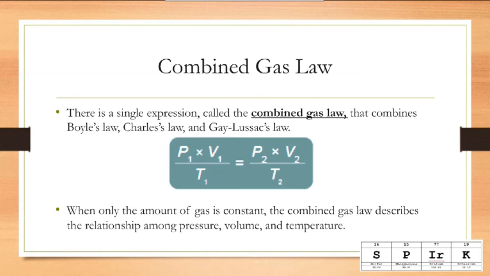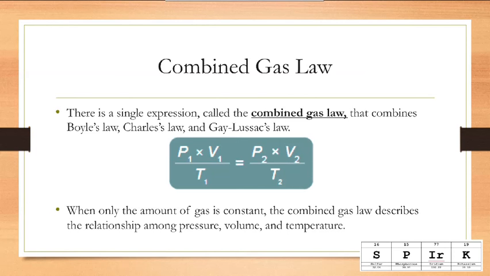There's a single expression called the combined gas law, which combines Boyle's law, Charles' law, and Gay-Lussac's law. And that's P1 times V1 over T1 equals P2 V2 over T2. If you think about these three equations separately, all we did here was combine them all together. Because you can see Boyle's law, which is P1 V1 equals P2 V2. You see Charles' law, which is V1 over T1 equals V2 over T2, and then Gay-Lussac's law as well.